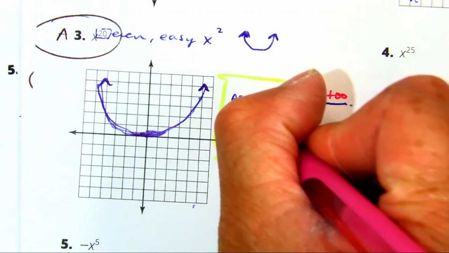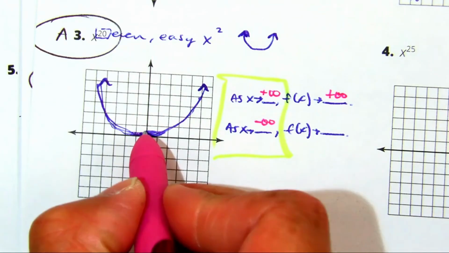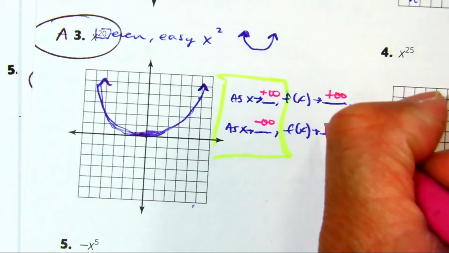This second sentence says as you go to the left on the x-axis, what happens to our graph? Up or down? And how do you say up? Positive infinity.